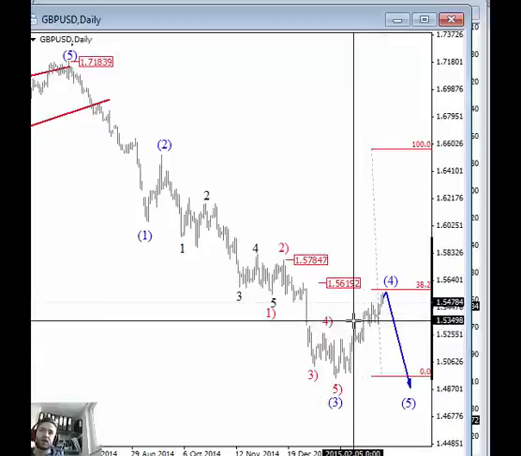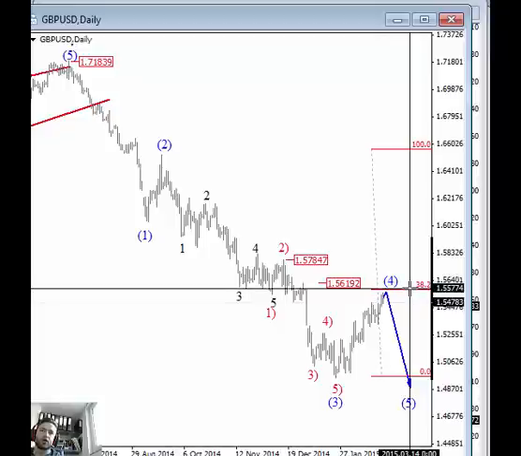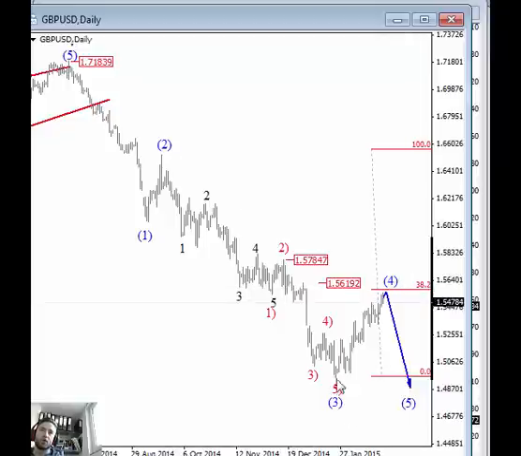We even highlighted last week that the market could retrace back for 38.2% compared to wave 3, which is the ideal Fibonacci level for wave 4.